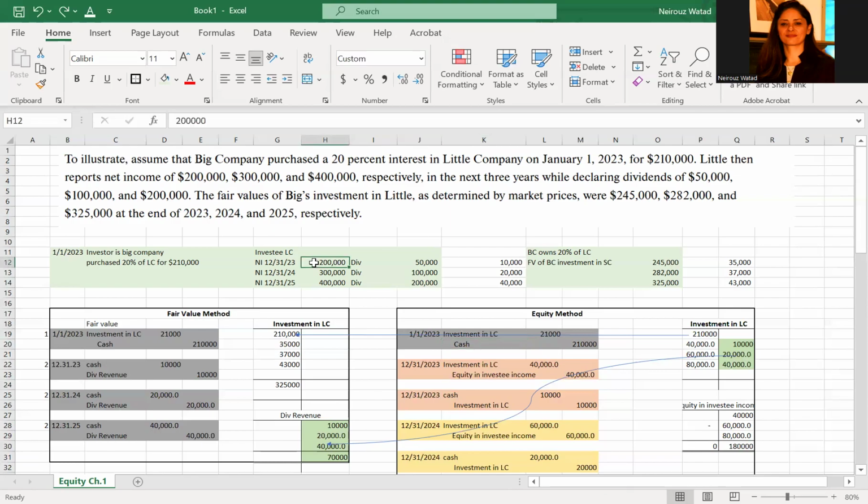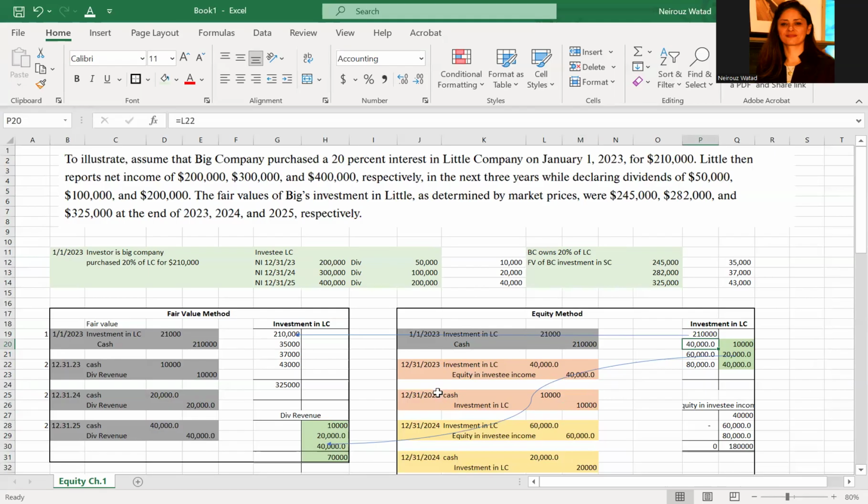So here, December 31st, 23, the investee recognized $200,000 in income. Well, I get to share 20% of that, which is $40,000. My investment in LC will go up when the investee reports net income. And the credit is equity in investee income. I have equity. I'm entitled to 20% of that income. So my investment will increase. And I added the 40,000 here, okay?